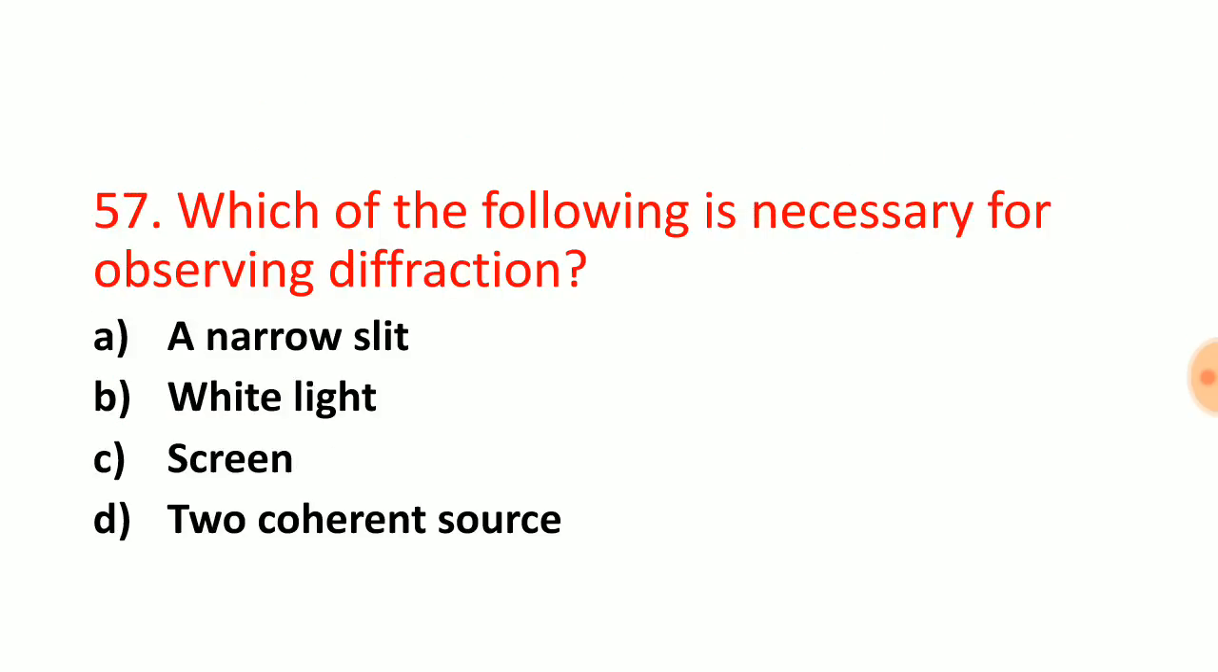Question number 57. Which of the following is necessary for observing diffraction? For diffraction, the important part is a narrow slit. The definition of diffraction is when a light wave, or any wave, travels through a very narrow slit, then it gets scattered. That phenomenon is called diffraction. So a very narrow slit is essential for diffraction.